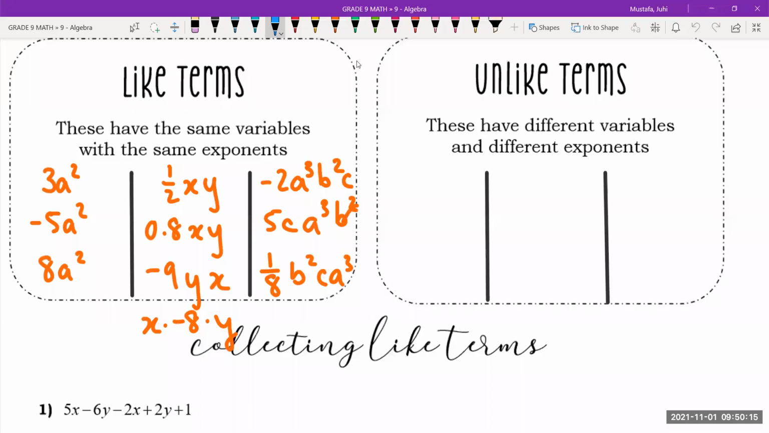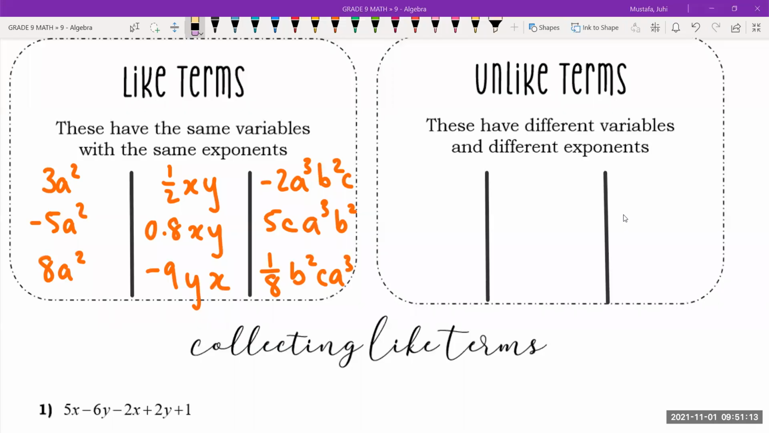Okay, Saoirse, why are all of these like terms? Exactly. So every single one of these terms has a cubed, b squared, c. The numbers in the front don't matter. What if I had accidentally, though, written c squared? As soon as you change one of the variables or exponents, it's not like terms anymore.